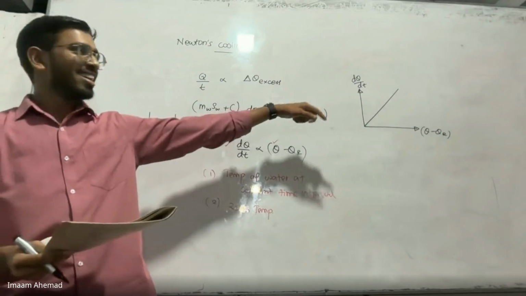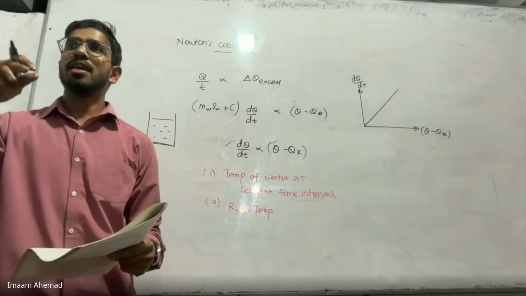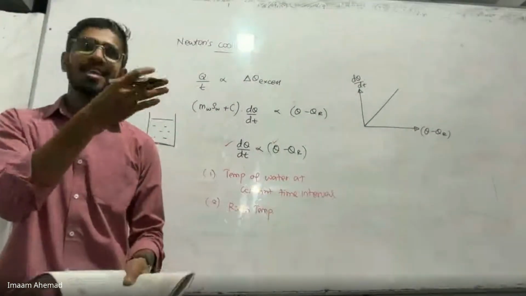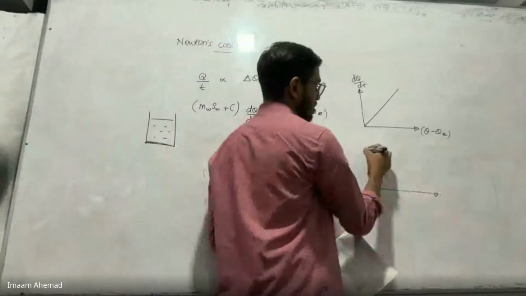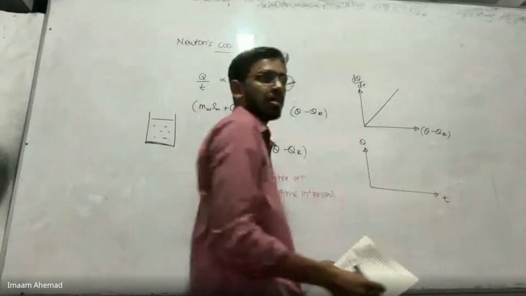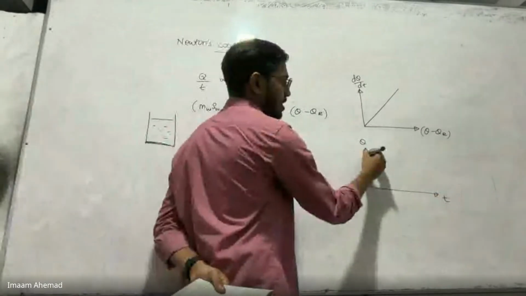But so we are going to get the y is equal to mx graph. Next, what is the other graph we can prove? The same graph in another way. So we can show theta versus time. Theta versus time. So initially, it is at a higher temperature.